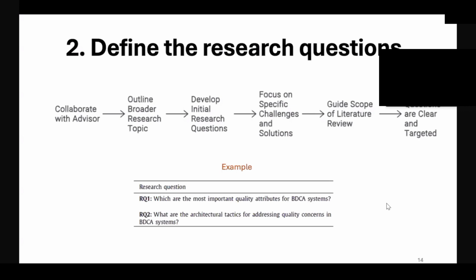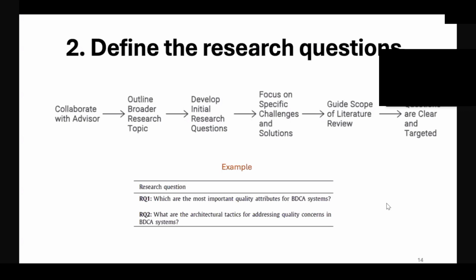Now, it's again very important. I have submitted literature reviews, and many times I got comments that the scope of this literature review is not clear. Scope means what is covered and what is not covered in this literature review. So you need to be careful about the scope and its clarification. And then you need to ensure that your questions are clear and targeted.